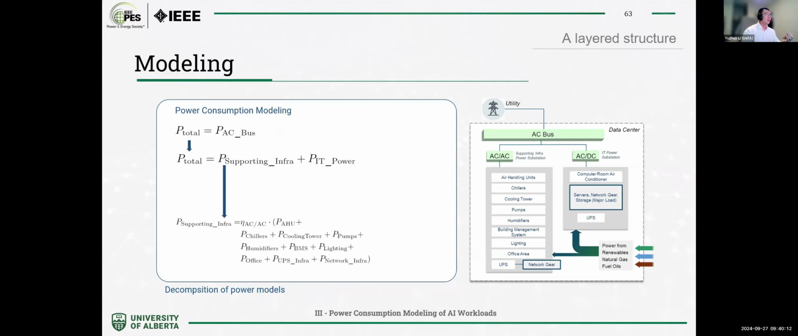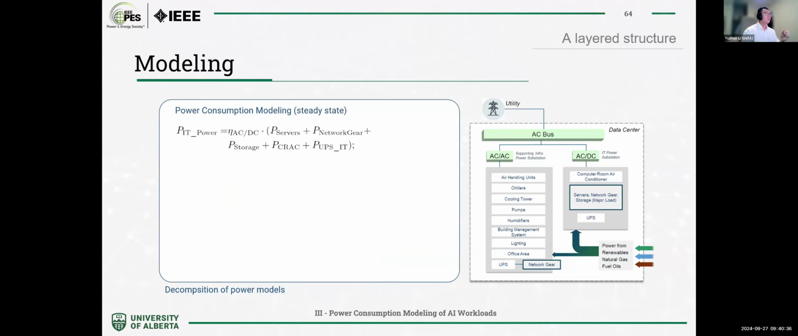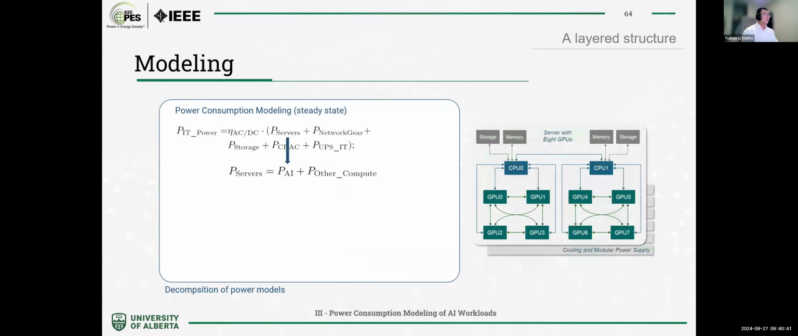If we decompose into finer detail, we notice the supporting infrastructure consists of a lot of auxiliary components. And the IT power consumption we can decompose into the server, the network, the storage, and all the others. For sure, our particular focus is on the IT power consumption. The server deals with the major computation jobs, and we are really interested in the AI side.